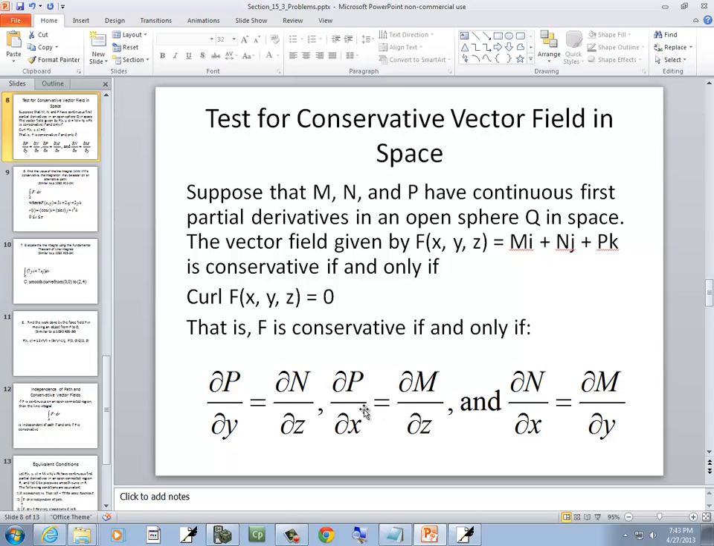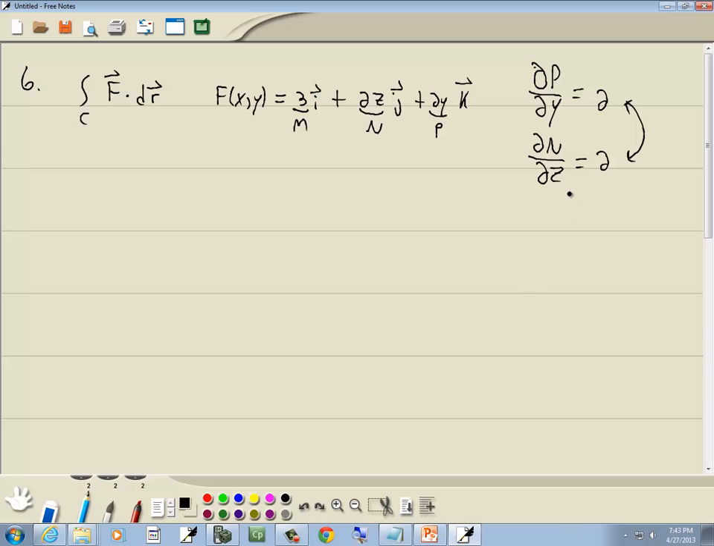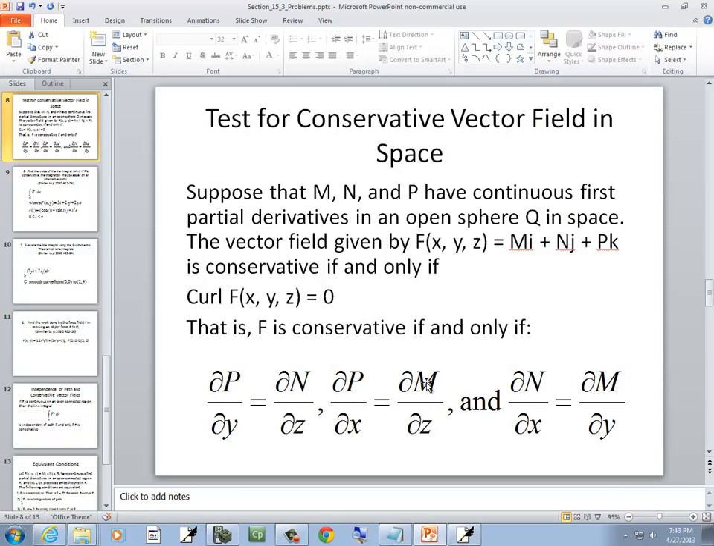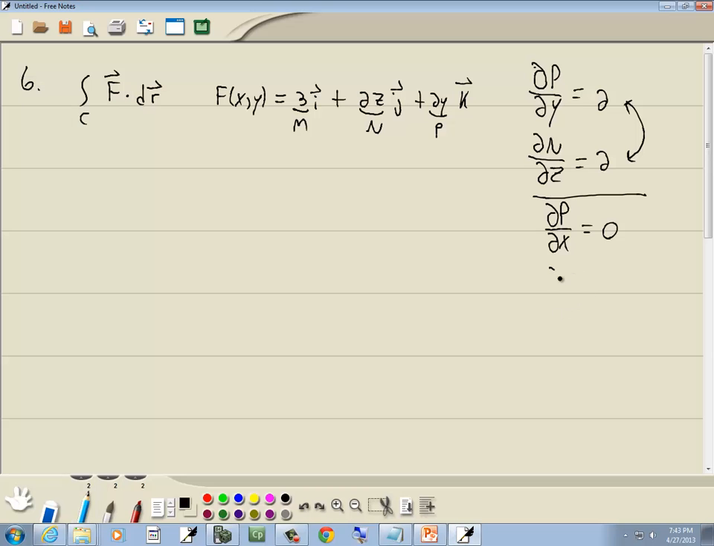That's the first condition. Second one, we need to find the partial of P with respect to x. There is no x here, so that'd be 0. And we're comparing that against partial of M with respect to z. Well, there's no z here, so that's 0. So that checks.